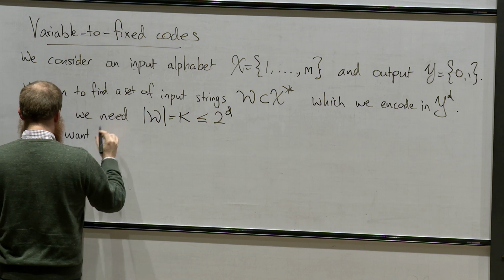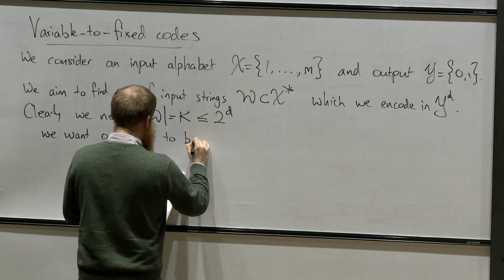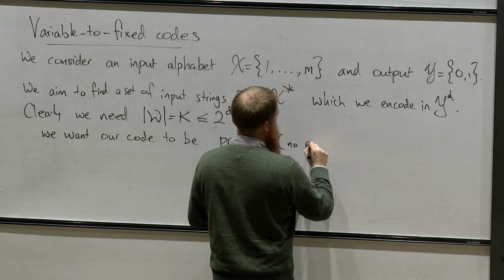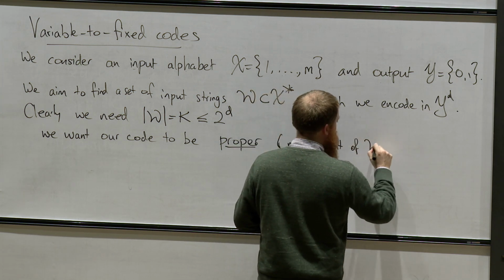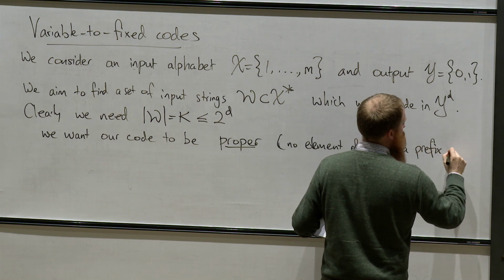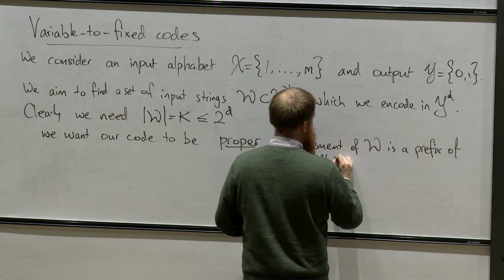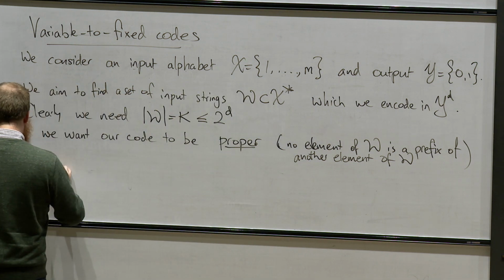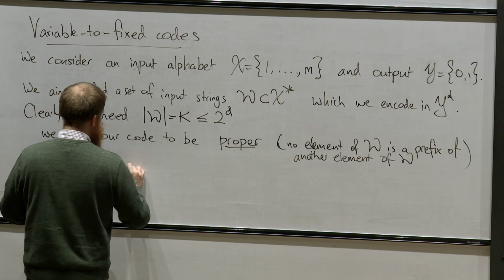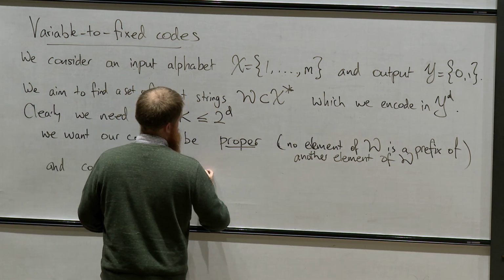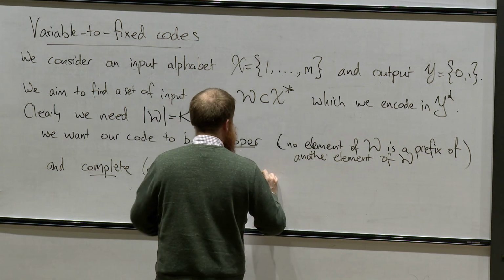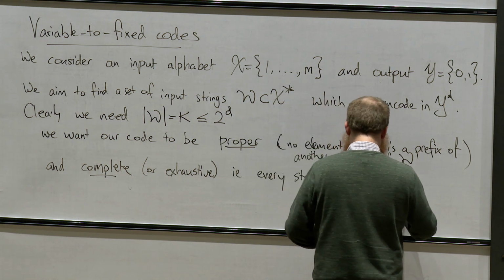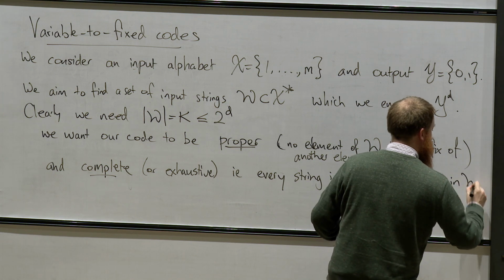Okay. We want our code to be proper. So we say it's proper if no element of W is a prefix of another element of W, and complete, or exhaustive, i.e. every string in X star has a prefix in W.